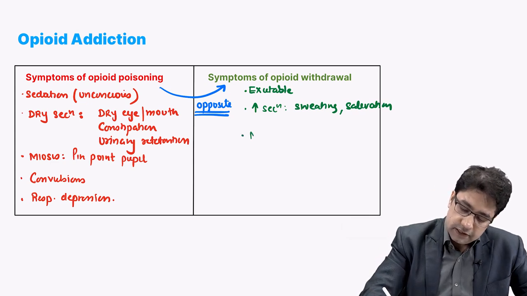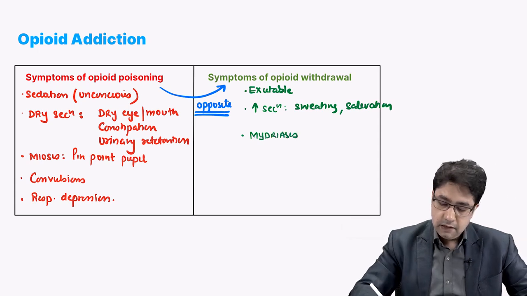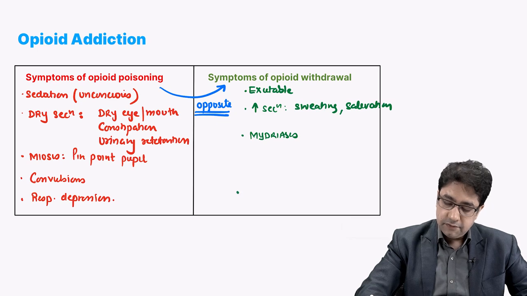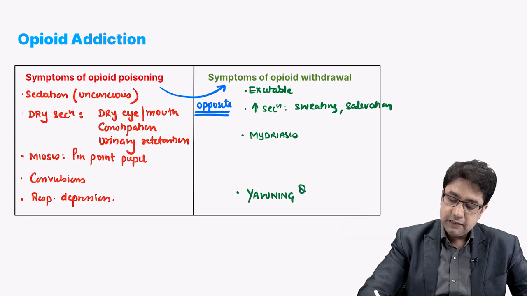Instead of miosis, the patient will have mydriasis. Lastly, instead of respiratory depression, the patient will have air hunger, yawning. So yawning is sometimes asked.